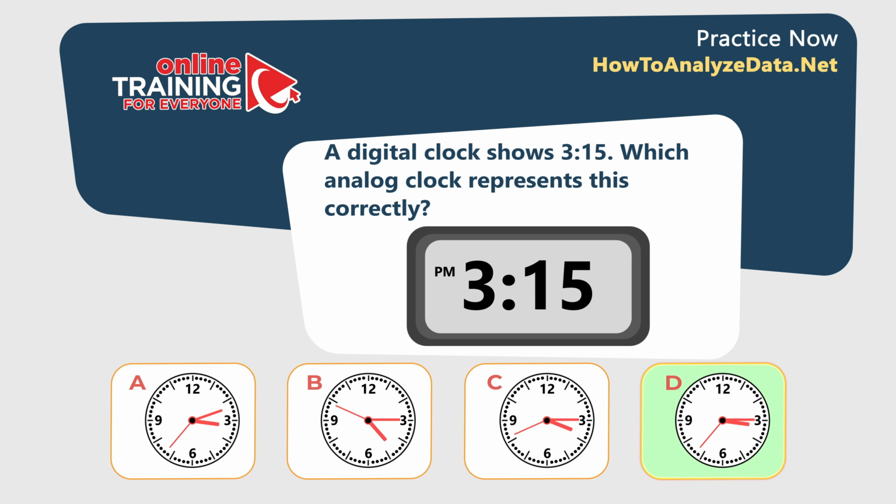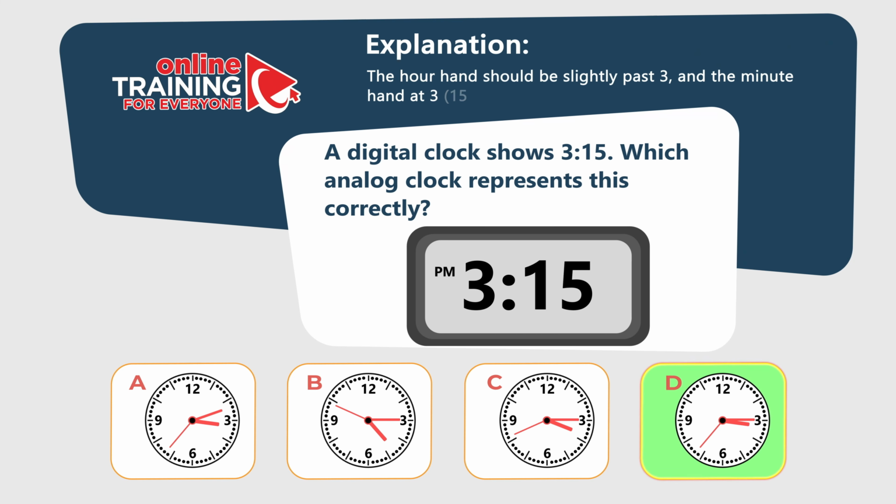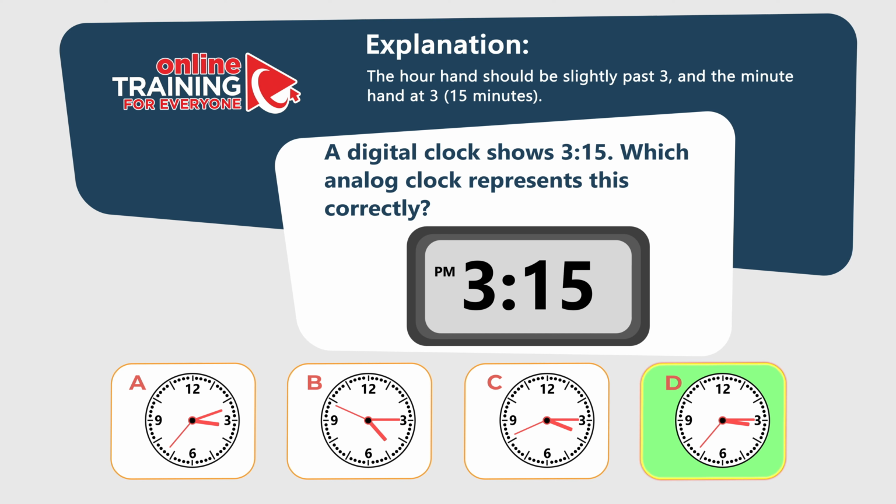The correct answer is choice D, and here's why. The hour hand should be slightly past 3, and the minute hand should be exactly at 3, showing 15 minutes.